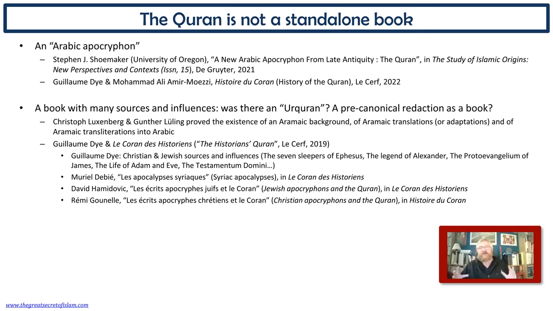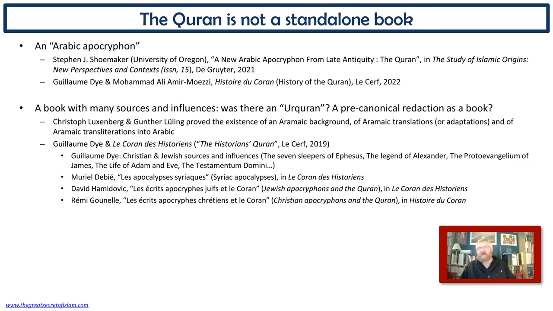And it is a huge synthesis of what the scholars know about the Quran. In this book, we find so many discoveries by those scholars of the many sources and influences that we find in the Quran. Guillaume Dye established that there were many, many sources and influences, Christian sources, Syriac sources, Jewish sources also. For example, we have the story of the people of the cavern in the Quran, which is taken from the story of the seven sleepers of Ephesus. Guillaume Dye proved it. It comes from a homily from James of Sarug.